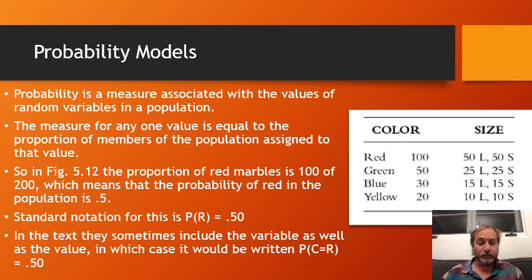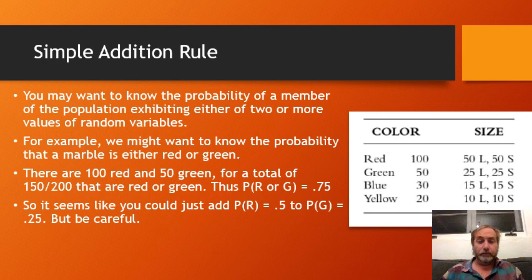Okay, so you might sometimes see it written with the variable as well, right? So R is the value of the variable. You might, in the notation, also see the variable written, which is color, right? So if you saw the probability C equals R, that means the probability that the variable color has the value red. It means the same thing: 0.5. Okay, so that's the basic idea.